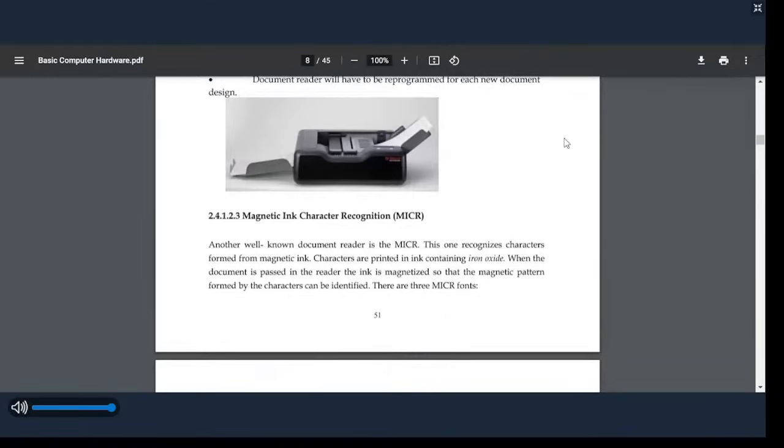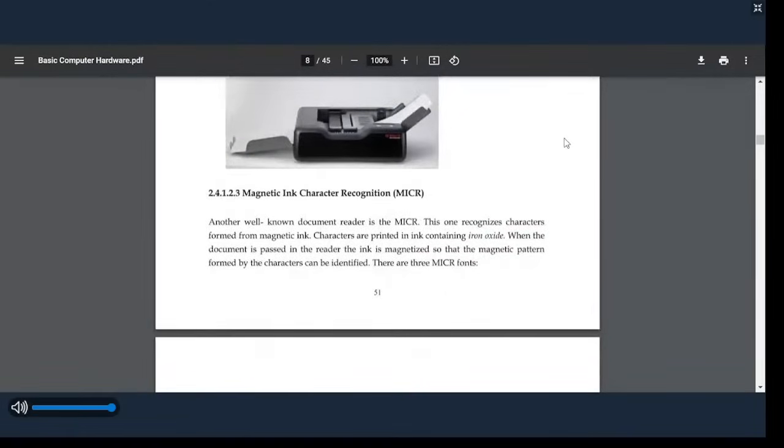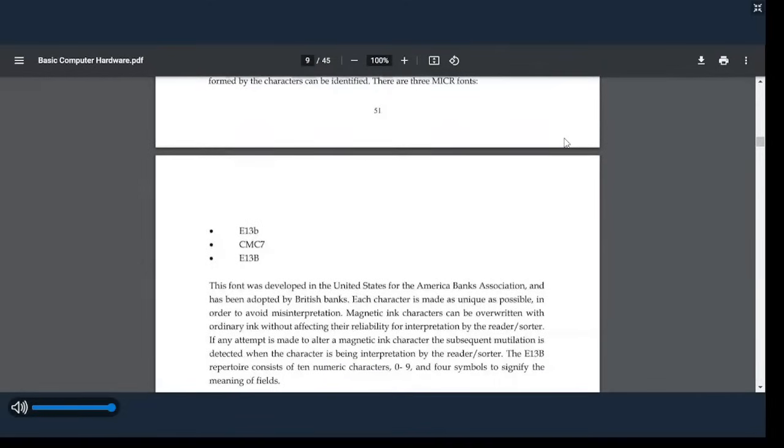Then we have the magnetic ink character reader. These ones are used for reading checks. Another well-known document reader is the MICR, which is the magnetic ink character recognition. This one recognizes characters formed by magnetic ink. Characters are printed in ink containing iron oxide. When the document is passed in the reader, the ink is magnetized so that the magnetic pattern formed by the characters can be identified.